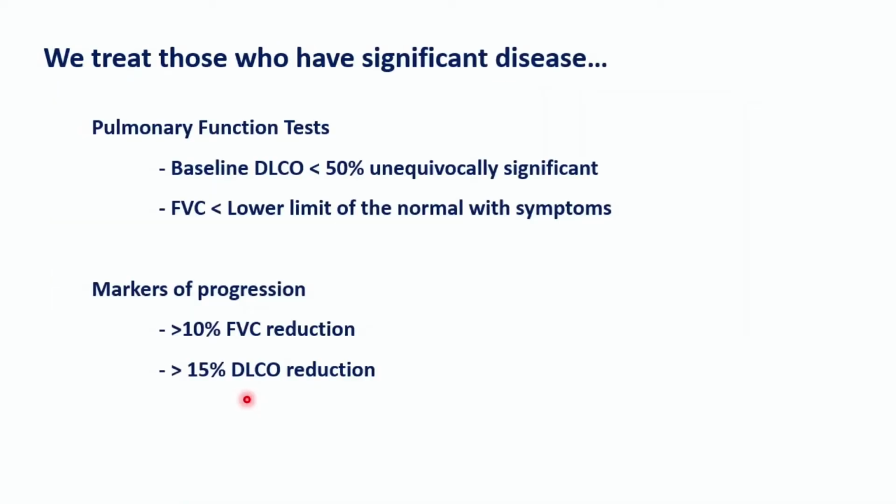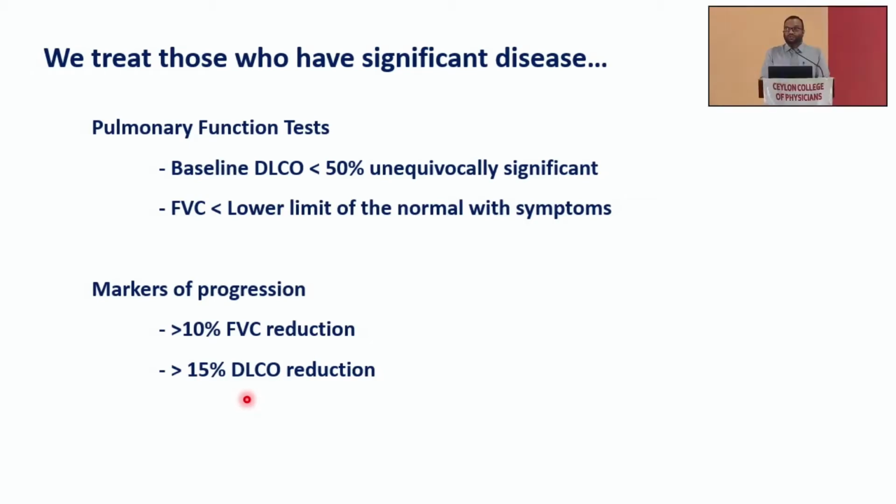So are we going to treat everyone? No. We are treating those who have significant disease. So what is meant by significant disease is if the patient has baseline carbon monoxide diffusion capacity less than 50%, we take it as unequivocally significant. And if VC is lower than the lower limit, and if the patient is symptomatic, we take it as significant disease. And there are markers of progression. More than 10% FVC reduction, forced vital capacity reduction, or more than 15% carbon monoxide diffusion capacity reduction, we take it as progressive disease.